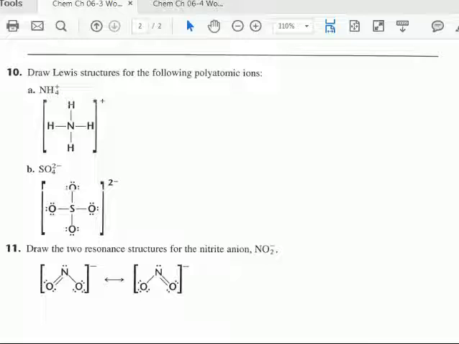And so that's why we have this resonance. The real form of NO2 minus is resonating back and forth, back and forth. That's why we call it a resonance structure. It's also why they're kind of difficult to draw, because the concept behind them is a little bit mind-blowing.